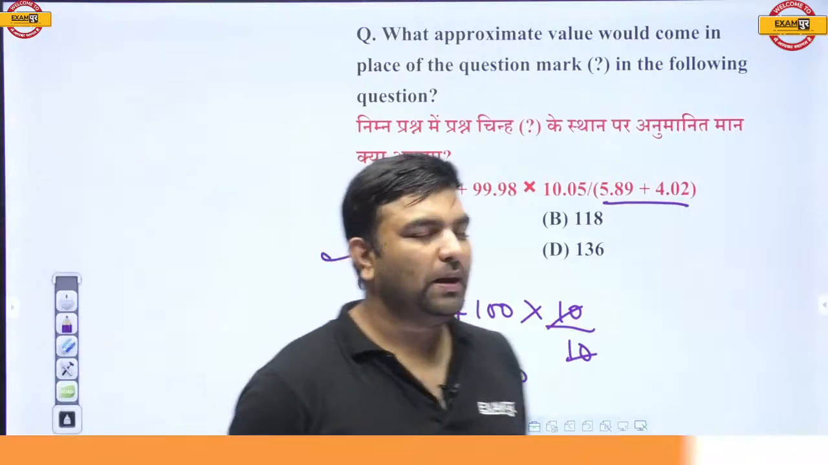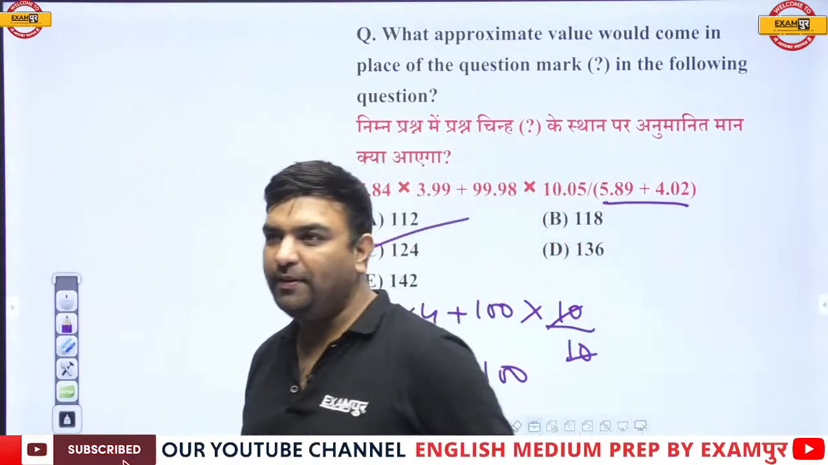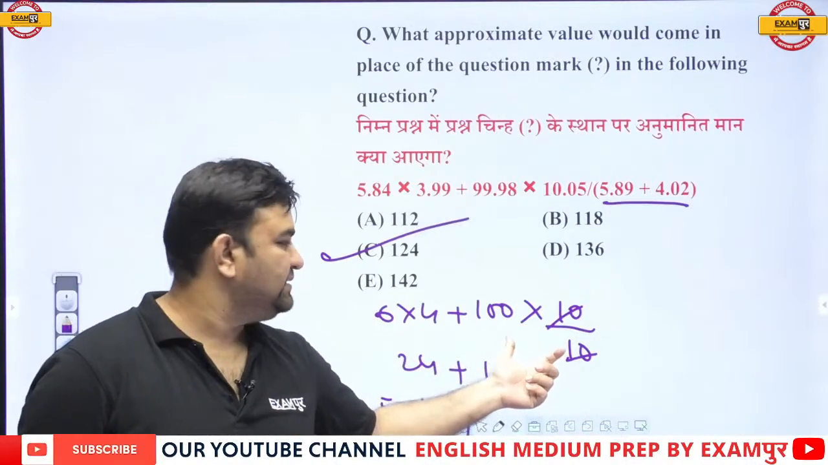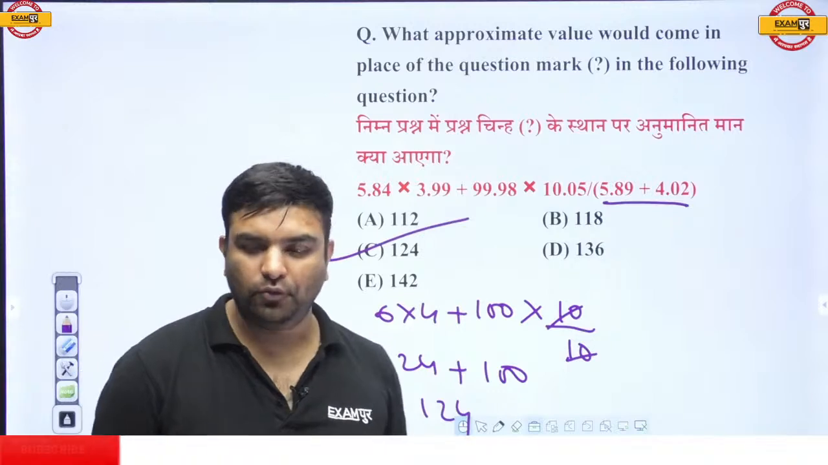6 into 4 plus 100 into 10 divided by 10. 10 divided by 10 is 1. So 100 into 1 is 100. 100 plus 24. 124 is the answer.